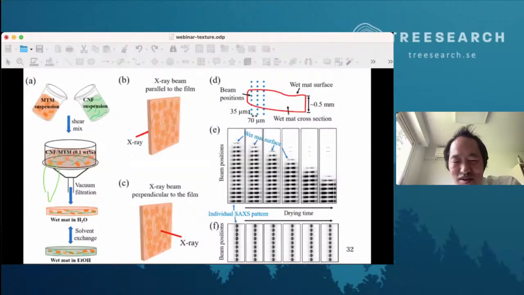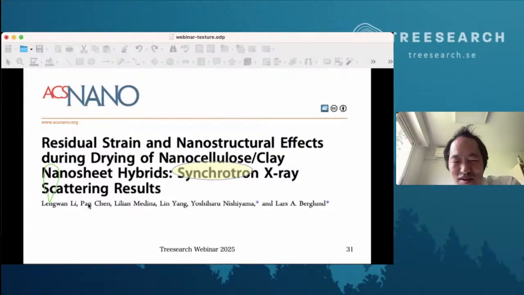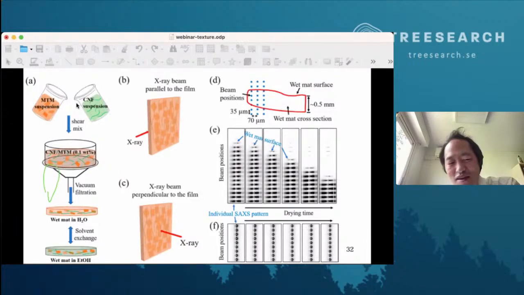But here what we did is to observe what happens during the drying of nanopapers. In this case, Leng, who was at KTH at that time, mixed clay, in this case montmorillonite, and cellulose nanofibers, filtered, and then you have a wet cake. We just put this wet cake under the beam and scan over time what happens to the sample during the drying. We have two samples, one with the cake parallel to the beam, and another perpendicular to the beam. We just put it on the sample holder and we scan over and over for several hours.